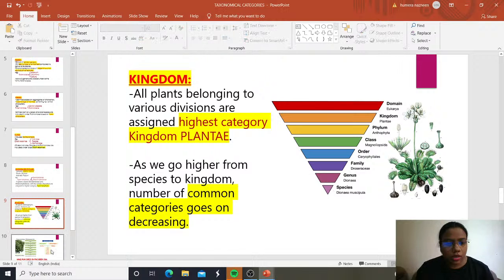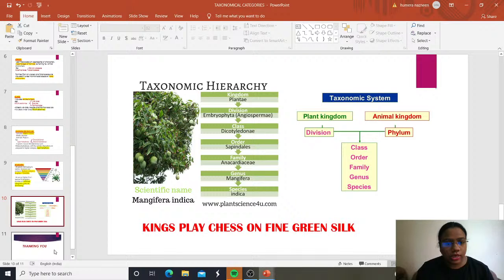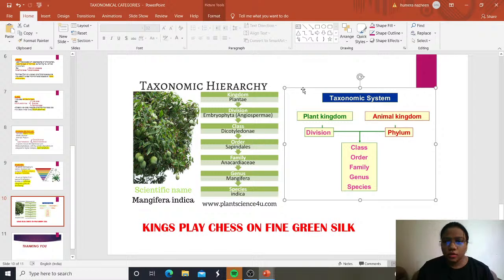Now we are going to see an example. See here. This is the taxonomical system representation. If it is the plant kingdom, we say division, or if it is the animal kingdom, we say phylum. Division and phylum are at the same level, and after that come class, order, family, genus, and species.